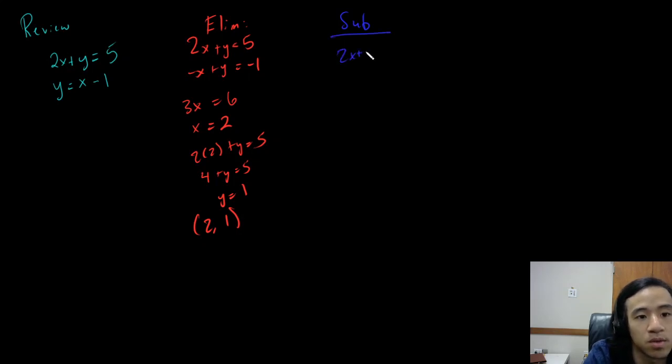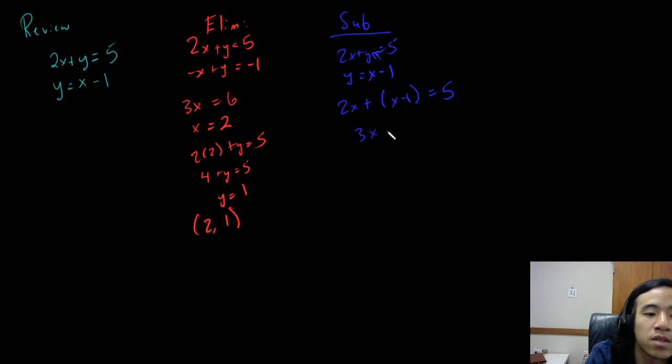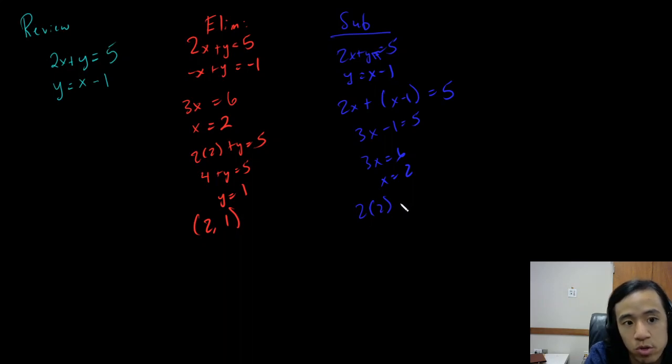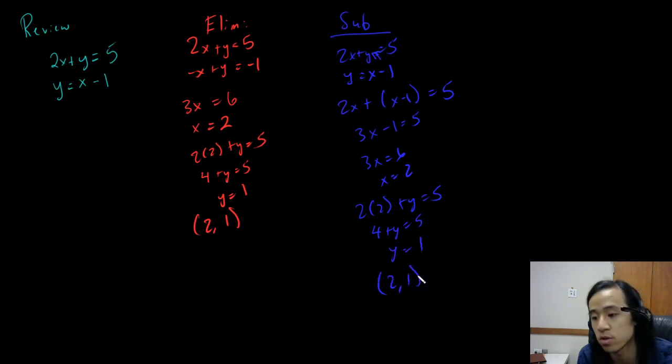So we have 2x plus y equals 5, and then y equals x minus 1. Now I'm going to substitute x minus 1 for y from the second equation into the first equation. So 2x plus x minus 1 equals 5. Now you add all this up together, you get 3x minus 1 equals 5. Then you add 1, 3x equals 6, and x equals 2. Plug it back into the first equation. So 2 times 2, plus y equals 5. Now 4 plus y equals 5, and y equals 1. So we get the same thing, 2, 1, for our solution.